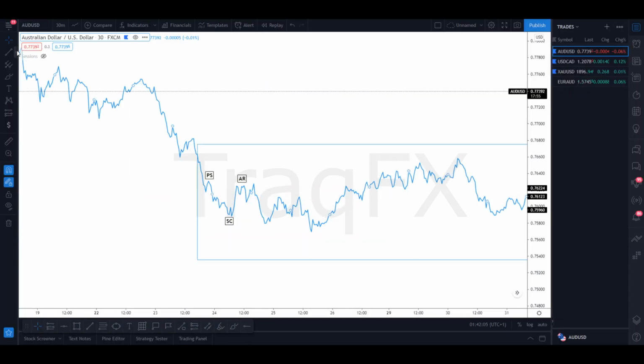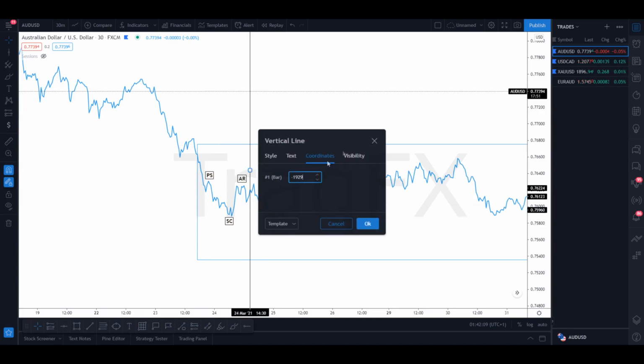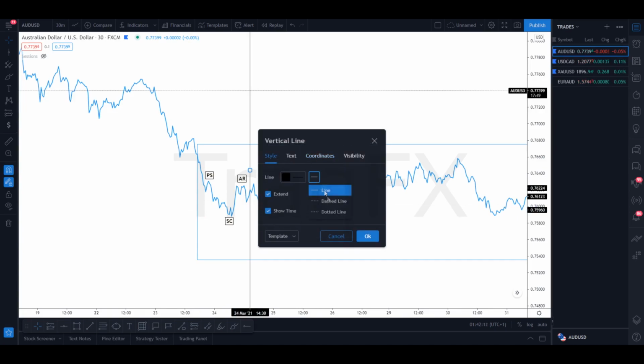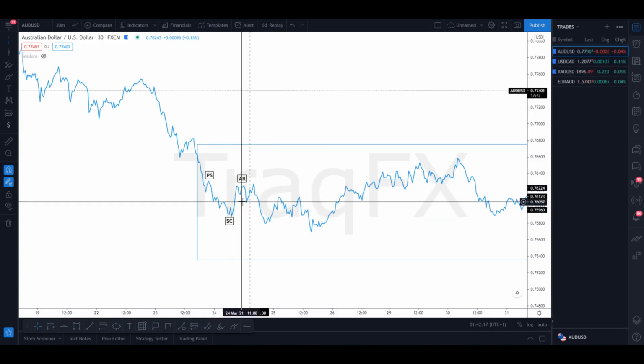So I'm gonna make a little vertical line right over here. Let me see if I can change this style. That's nice. Boom. So we have our phase one finished, right? We have the PS, we have the selling climax, and now the automatic rally.